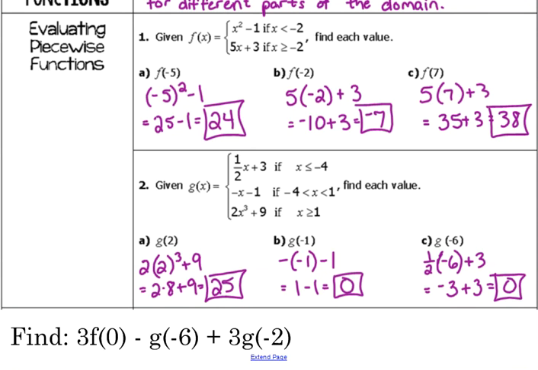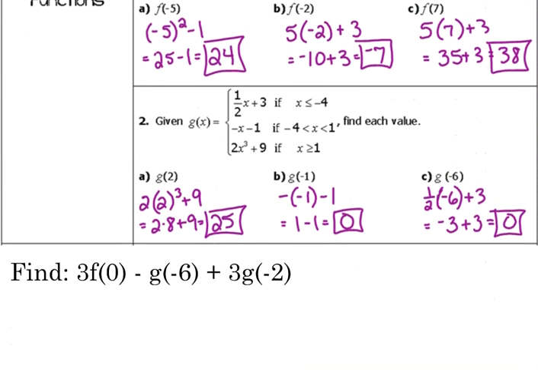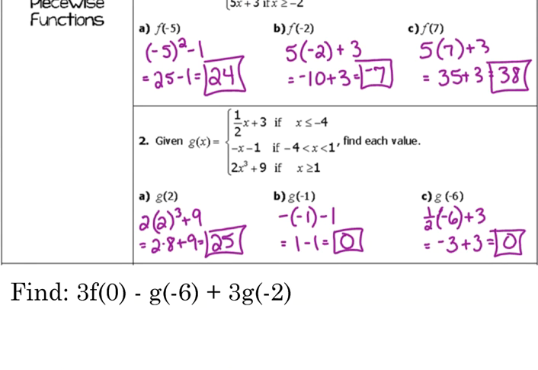Okay, now this is not on your paper, but I need you to add it either there on the side or somewhere. What if I give you this combination idea? I'm not just asking you what is f of -5 or what is g of 2, but I want you to put some pieces together here. I want you to find 3 times f of 0 minus g of -6 plus 3 times g of -2. And that's what we're going to do. We're going to find these values just like we did before, but then we're going to do this linear combination here. We're going to put them together and multiply them by some multiples.